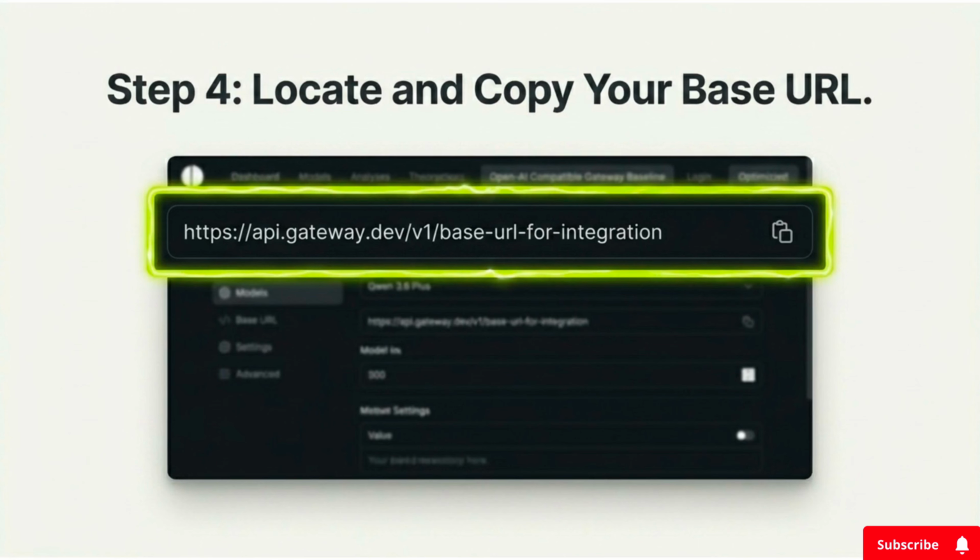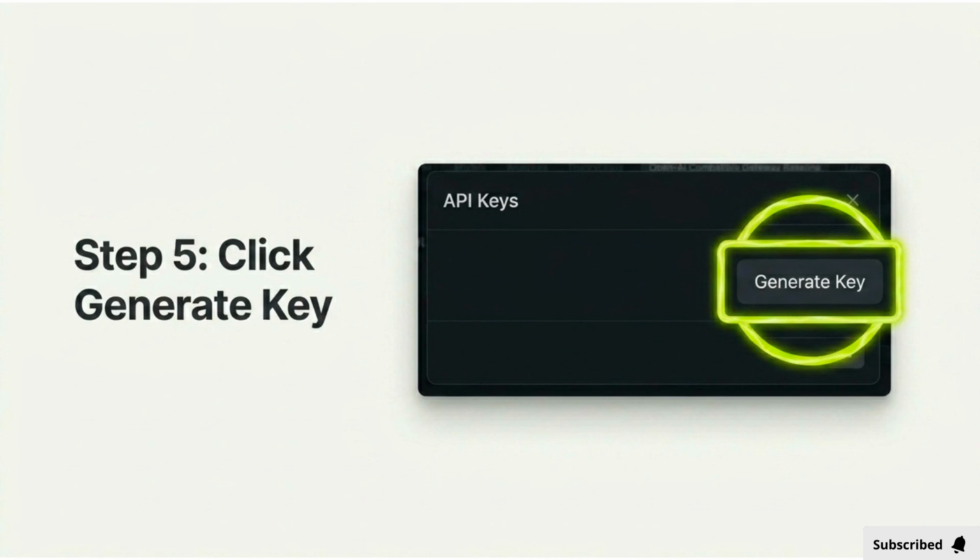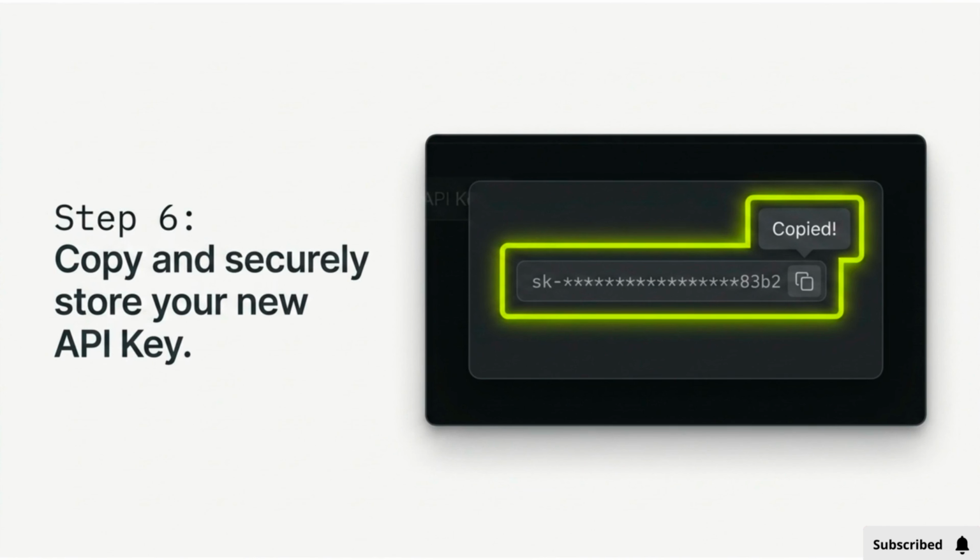Step 4. Locate and copy your base URL from the Settings section. Step 5. Navigate to the API Keys section and click Generate Key. Step 6. Copy your new API key and make sure to store it securely.